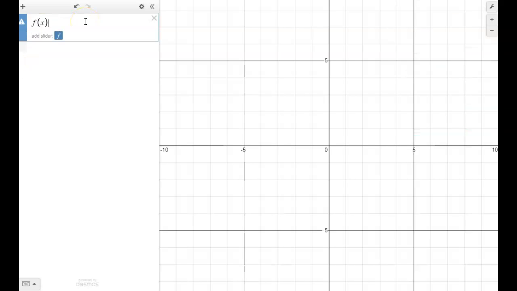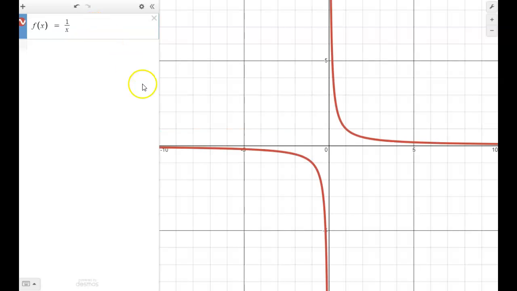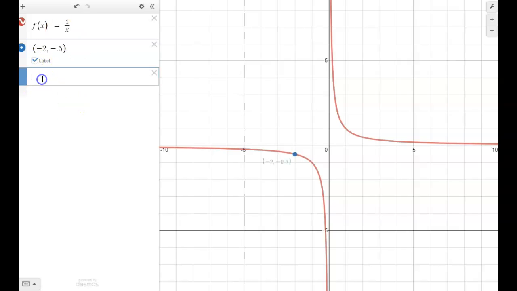We were graphing the function f of x is equal to 1 over x. There it is, right? And what we found was this point here where x is equal to -2. Plot these points. -2 was -0.5, right? We also found the point -1, 1, and so on.